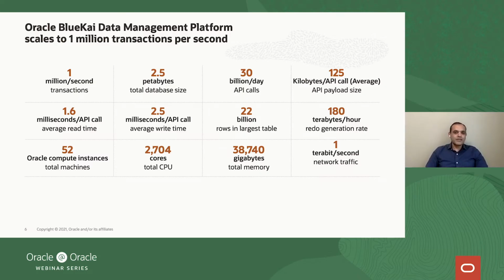These are really, really staggering numbers, Matt. I would think this is probably one of the biggest online transaction processing databases, a single database, as you said before, probably in the world, if not the biggest database. And I see that we have about 2.5 petabytes of data here, and still our read latencies are around 1.6 milliseconds per API call, when write latencies are 2.5 milliseconds.